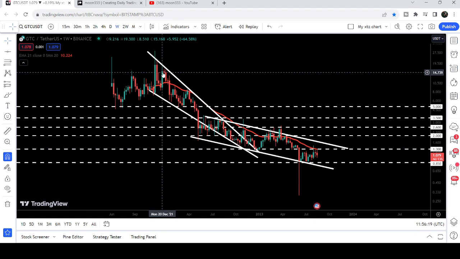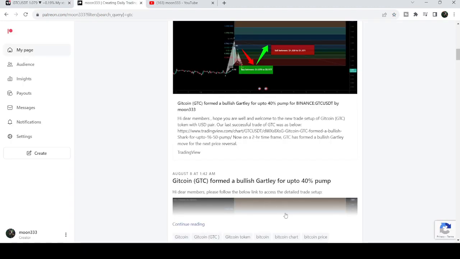And I would also like to share with you my most recent trade signal for GTC that I shared a few days back on 8th of August 2023 with my members.